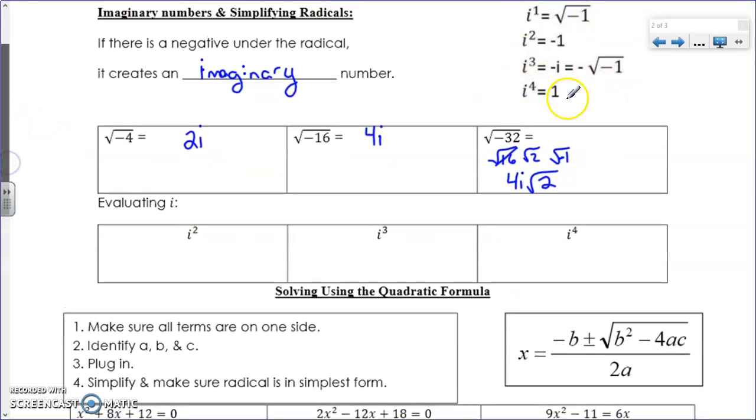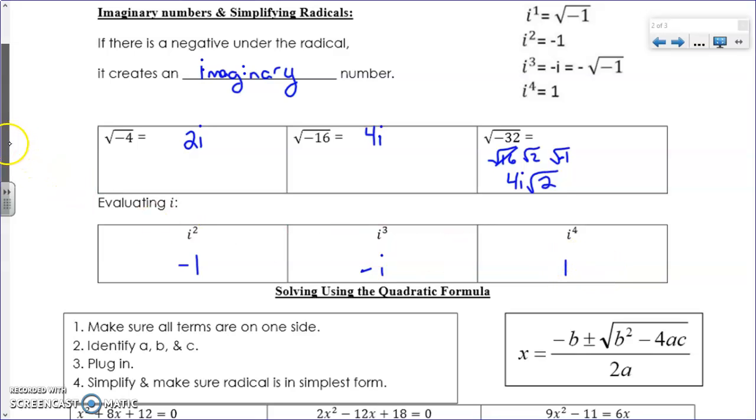So, if we use this little thing up here, what is I squared equal to? -1. And I cubed is equal to? Okay. On that one, is the -I or the negative square root of -1, is either one of those an option? No, -I would be your final answer. It's showing you why it's -I. Okay, and I to the 4th is 1.